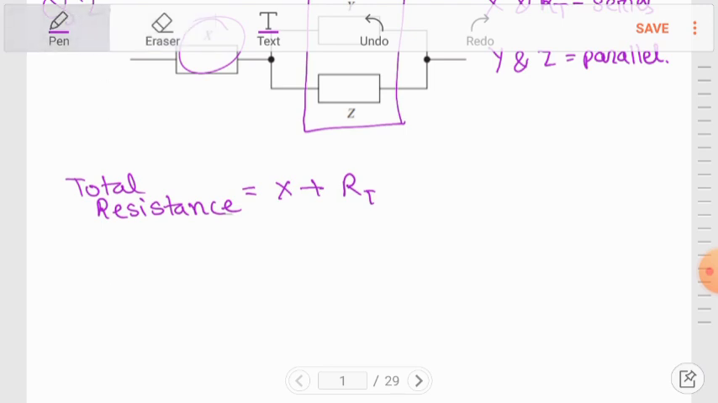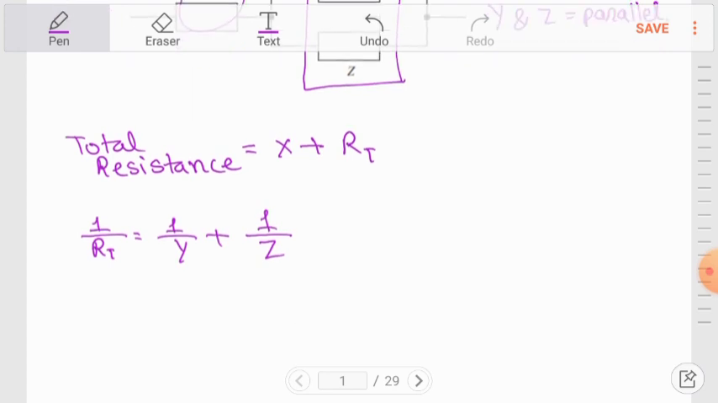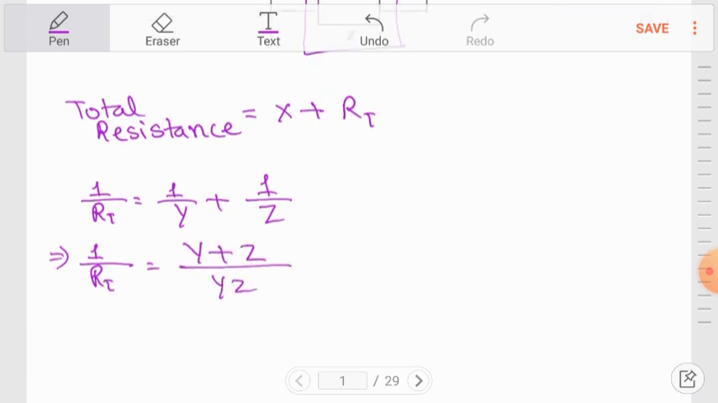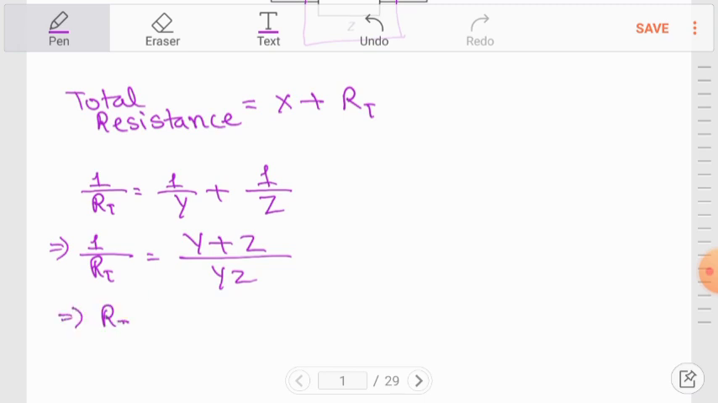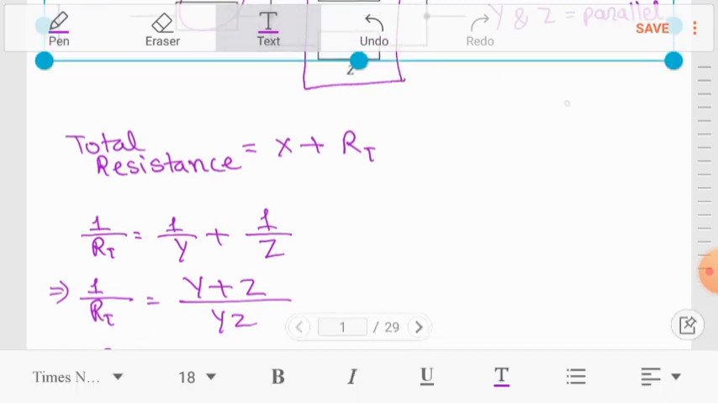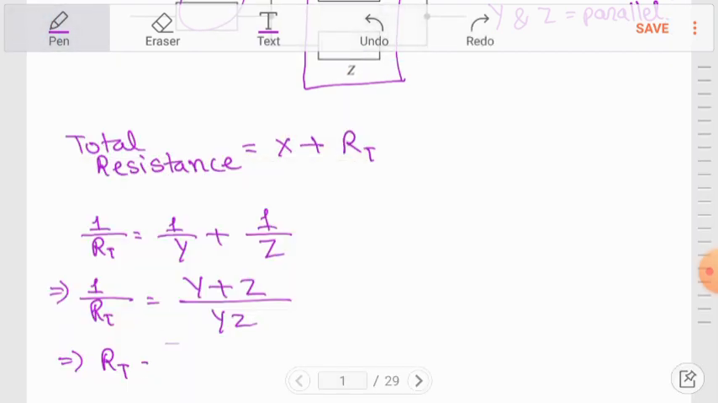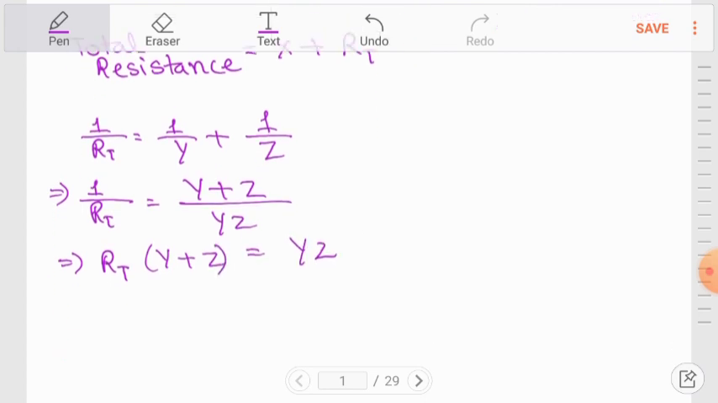So the equation for this would look like 1 over RT equals 1 over Y plus 1 over Z. Now we need to make RT the subject of this equation, and for this we do the LCM for Y and Z, and that would be Y plus Z over YZ, and then cross multiplication would look like RT times Y plus Z equals YZ, and if you make RT the subject, that would be YZ over Y plus Z.